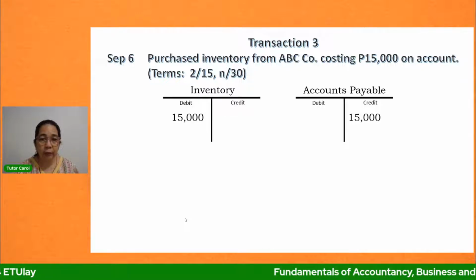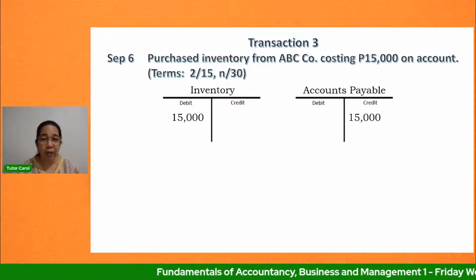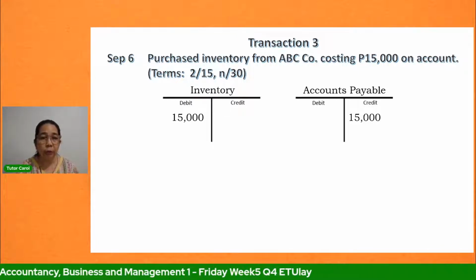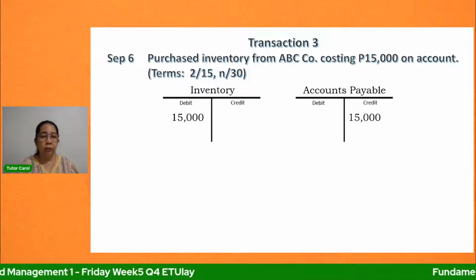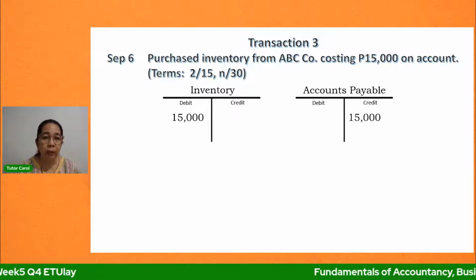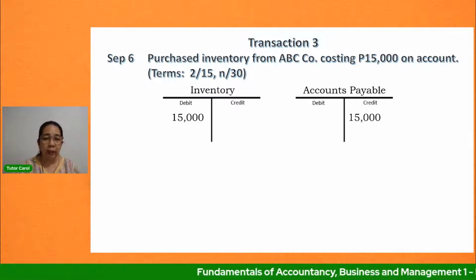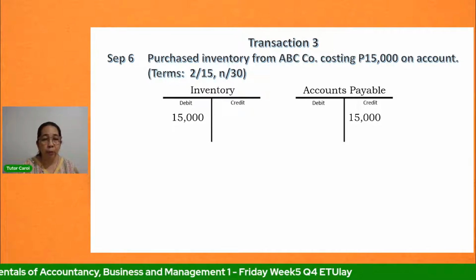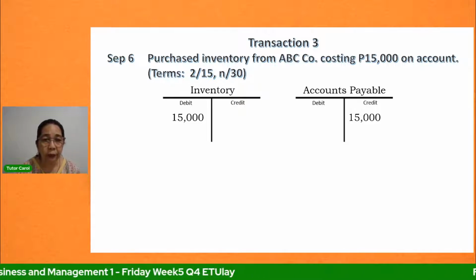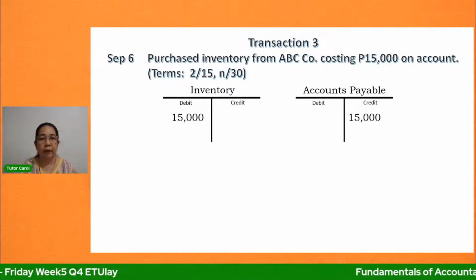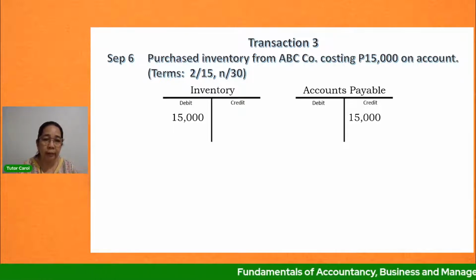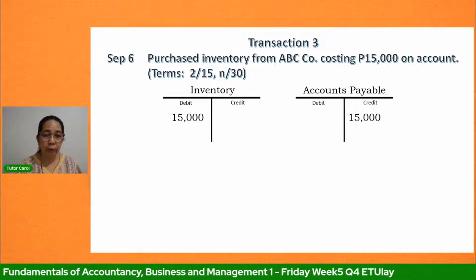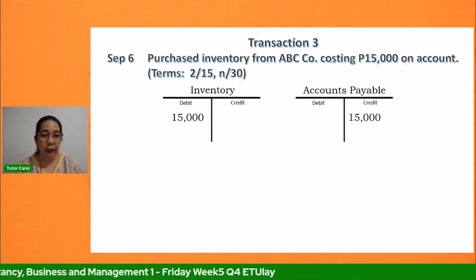Yan, purchase inventory from ABC Company. So, nilagyan ko lang ng mga company, costing 15,000 pesos on account at my terms. Okay, 2/15 and N/30. So, the company, ABC Company will be given 2% discount if they can pay within 15 days, but no more discount. Okay, they can pay until the 30th day, pero no more discount na. Okay, so ayan yung ating analysis, debit inventory, 15,000, and credit accounts payable. So what type of special journal ang gagamitin natin?